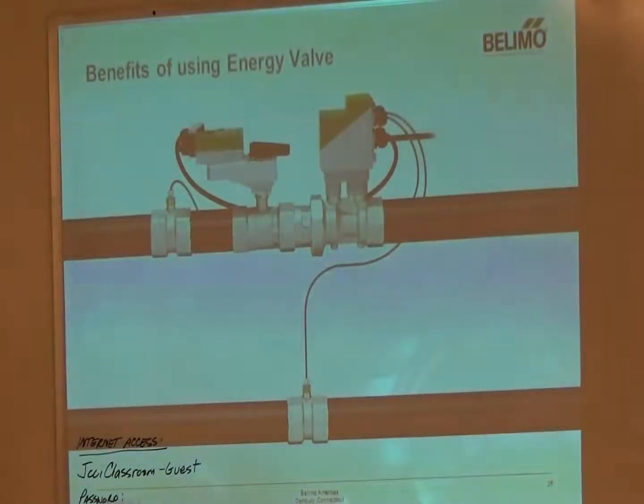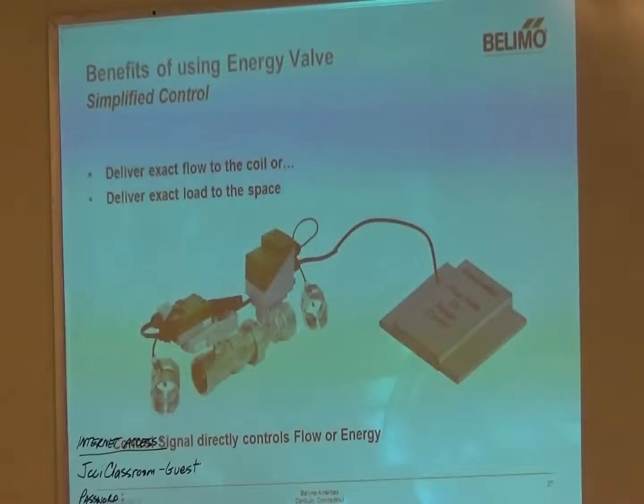Some of the benefits of using the energy valve: we're able to deliver the exact flow to the coil, or we can deliver the exact load to the space. Now this is just getting back to what Brian was talking about earlier, as far as delivering based on GPM or based on the BTU requirements. And as it says down here, the control signal is directly controlling either the flow or the energy.